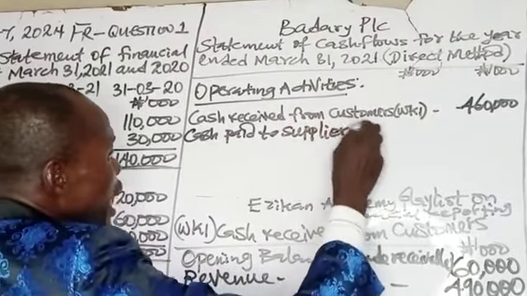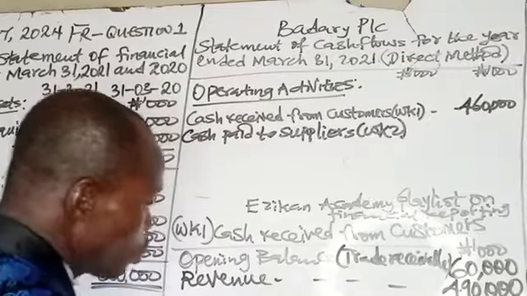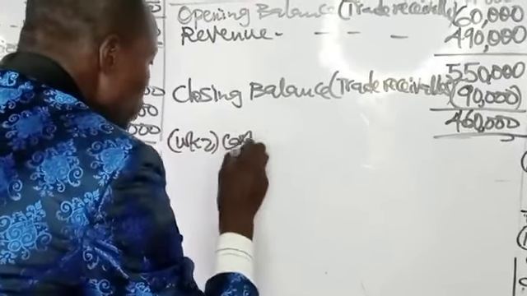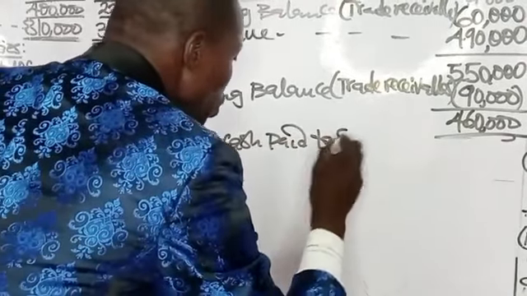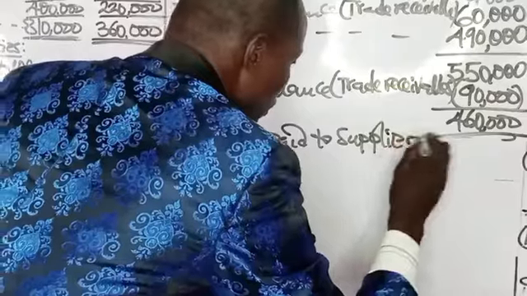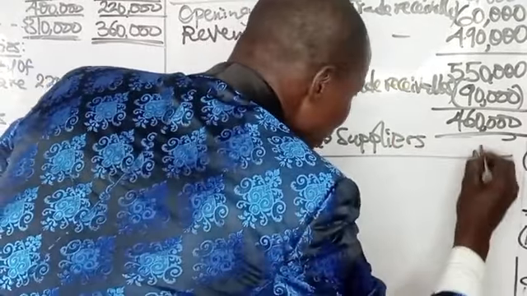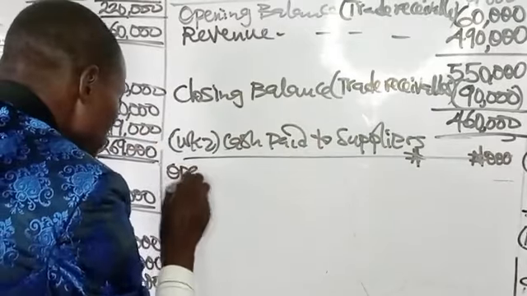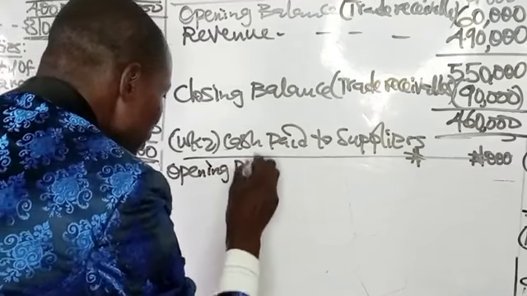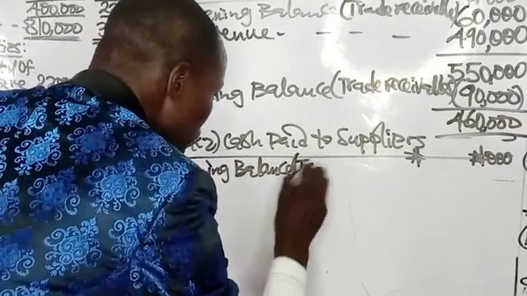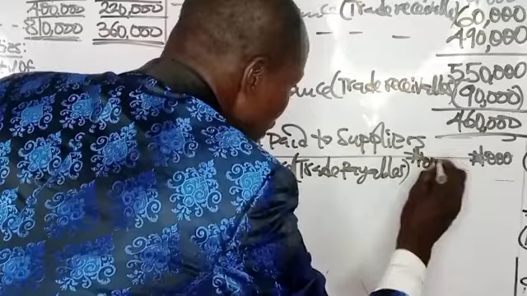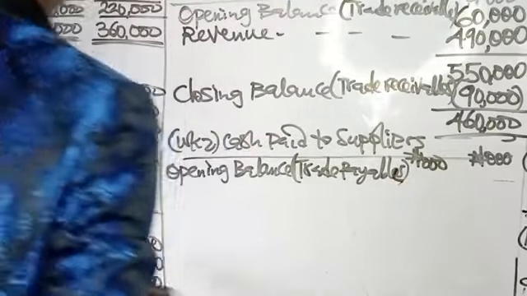Then the next item is cash paid to suppliers, working number 2. As usual, you start with the opening balance in respect of trade payables, which will be obtained under current liabilities. How much is the opening balance?